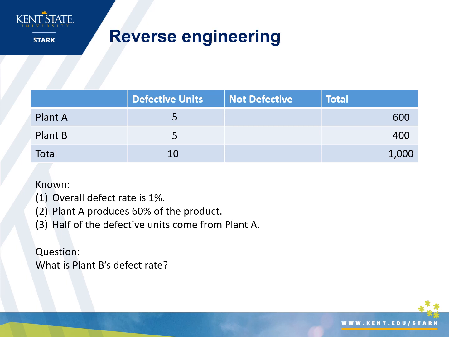Now we're in a pretty good place, because now we can actually calculate plant B's defect rate. We know how many defective units they've produced, 5. We know how much total they've produced, 400. So we do the arithmetic, and we find out that plant B's defect rate is 5 divided by 400, or 1.25%, a little bit higher than the overall defect rate.